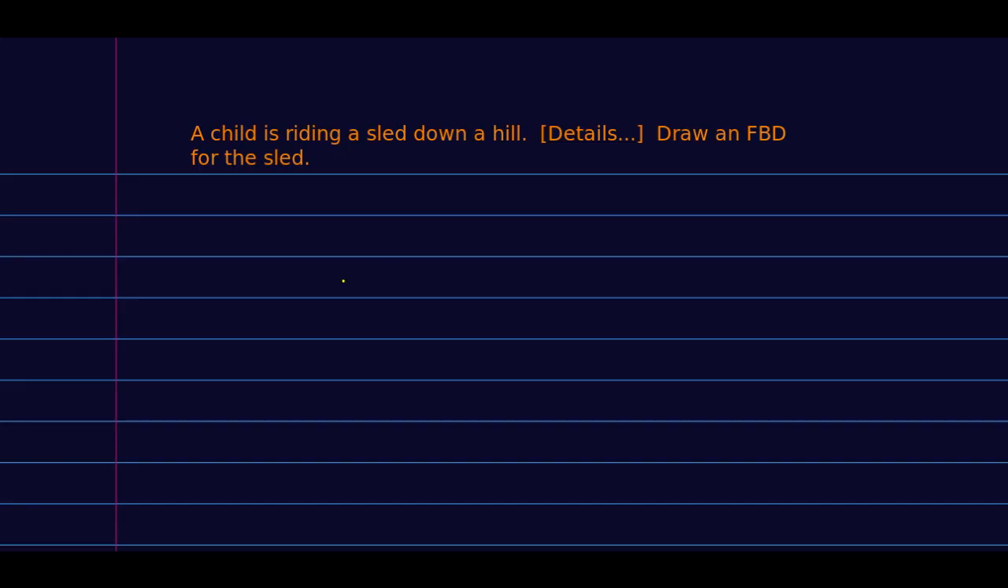Let's do another one. This one's a little more complicated. So we have a child riding a sled down a hill, and some details are given that don't matter to us at the moment. And what we're going to do for the moment is just draw a free body diagram of the sled. So I'm going to say, start with a pictorial representation. So here's the hill, and here's the sled. And here's the child.